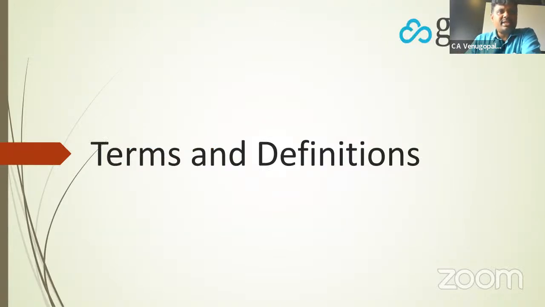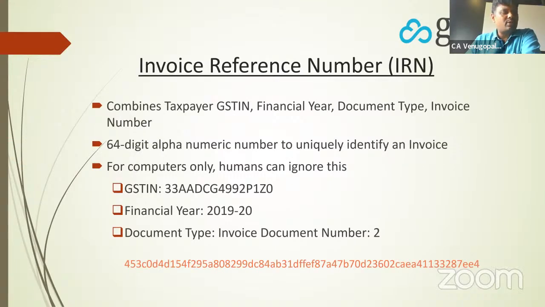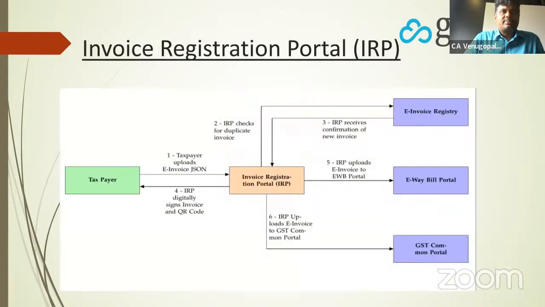There are certain terms and definitions one should be understanding about e-invoice. First and foremost is IRN. IRN is an invoice reference number, a unique number which is mandatory for e-invoice. It's a 64-digit alphanumeric number. It has to be present before issuing an invoice. Don't worry about the content. It will be automatically generated.